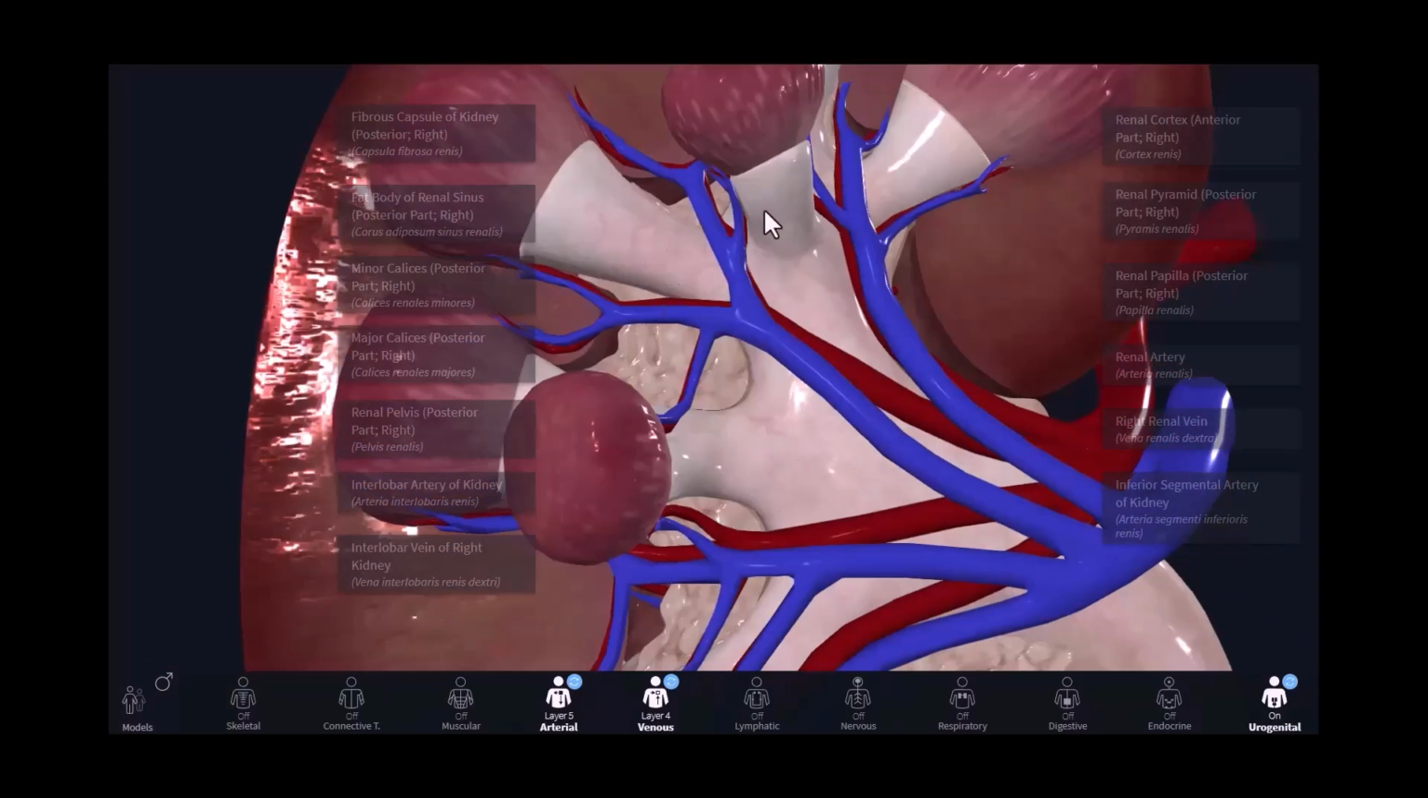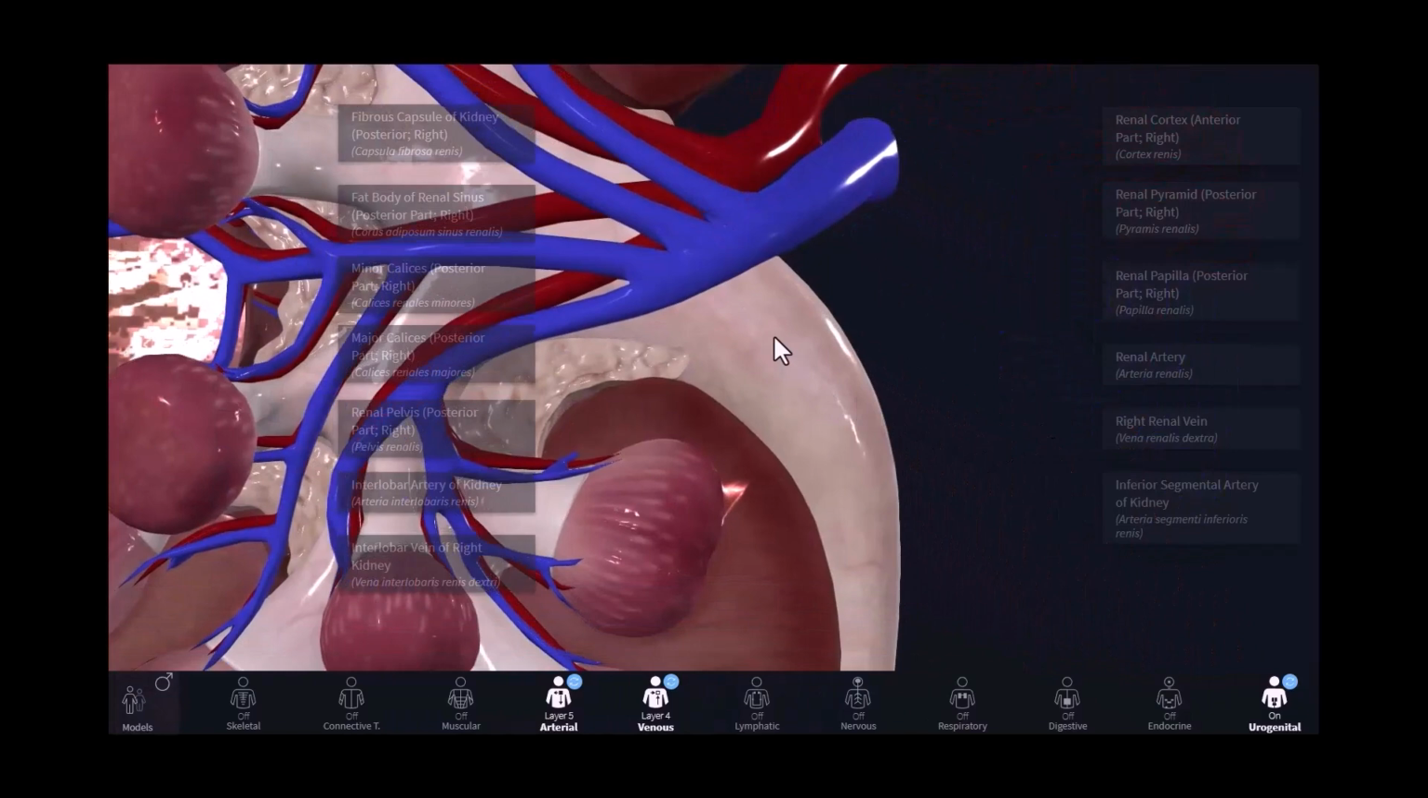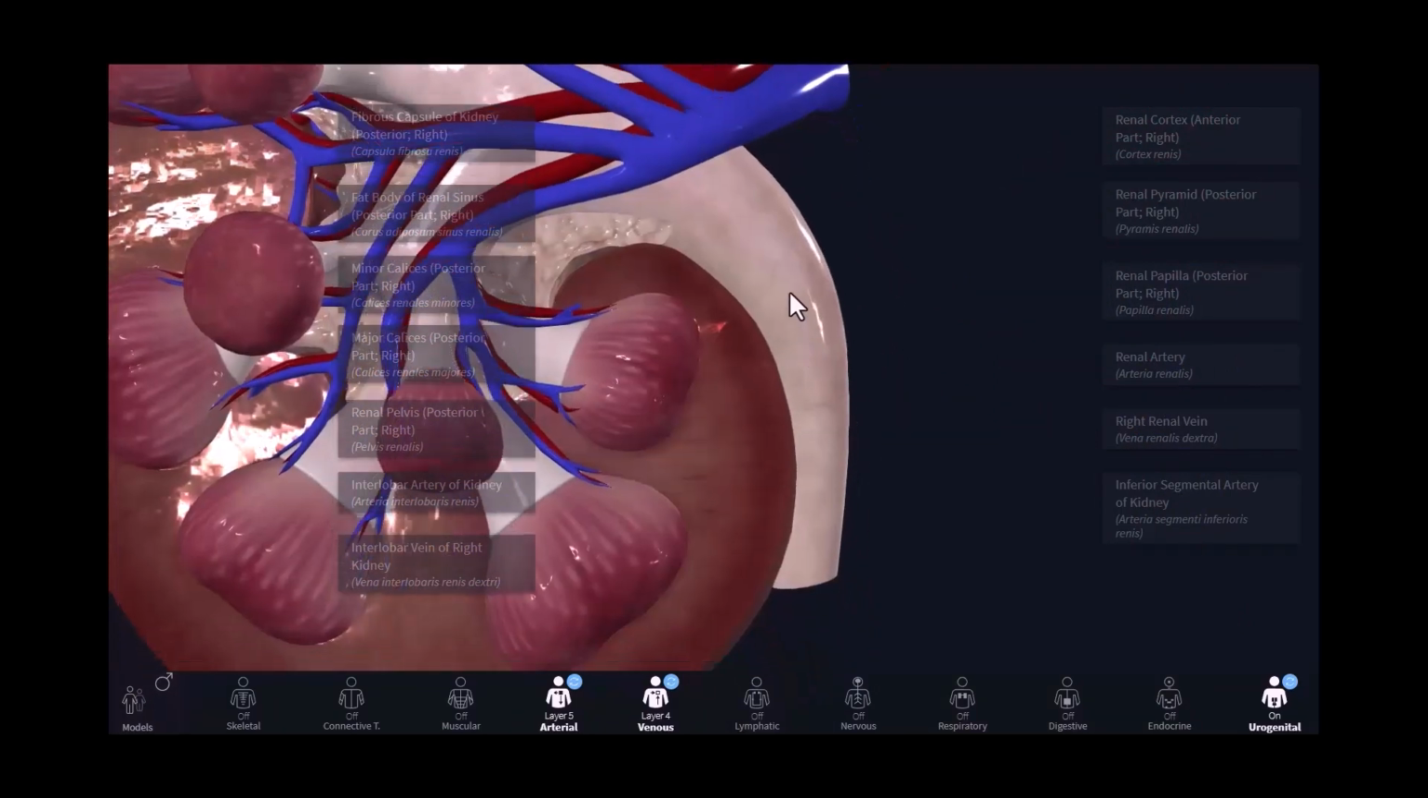because all these minor calyxes join into the base of the major calyx, and the major calyx is going to bring all the formed urine into the renal pelvis, and the renal pelvis takes that urine and shoots it into the ureters, and the ureters will meet the bladder. And now the bladder will have that urine and is going to excrete that urine into the environment.